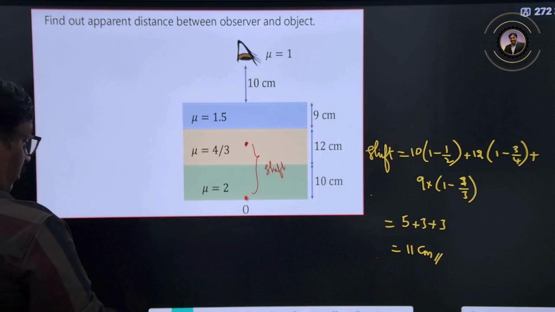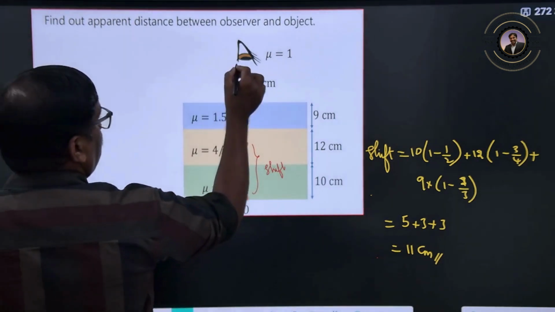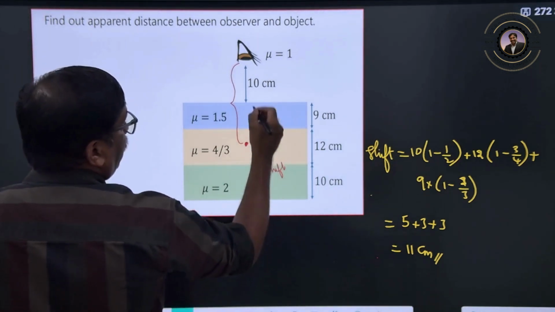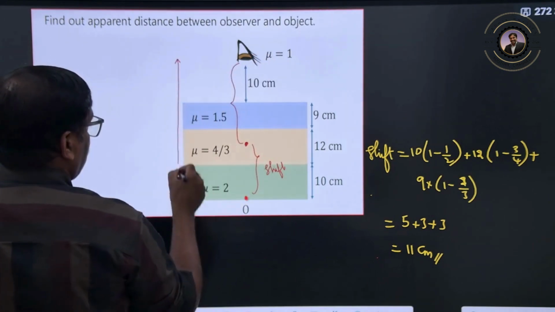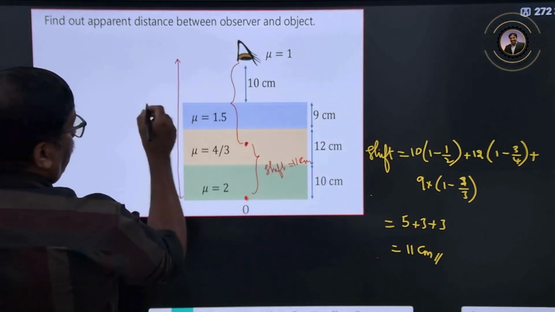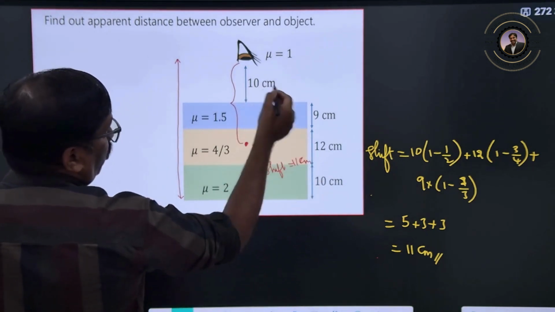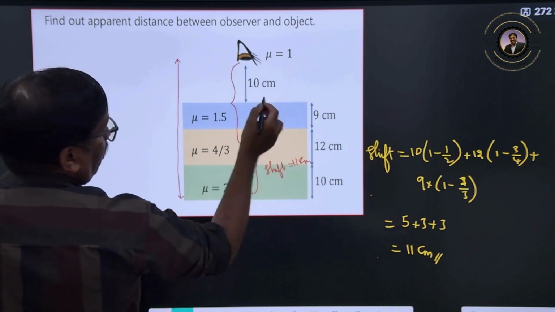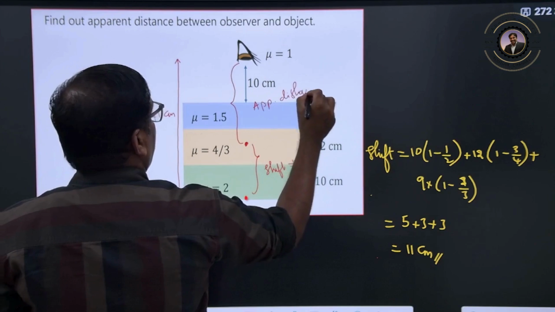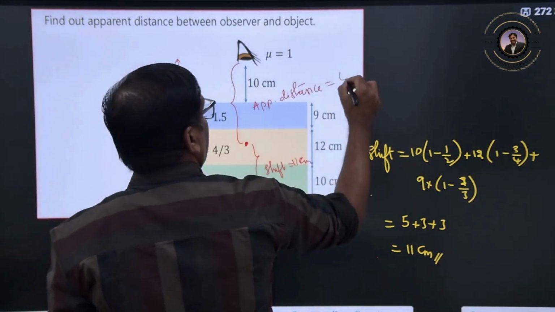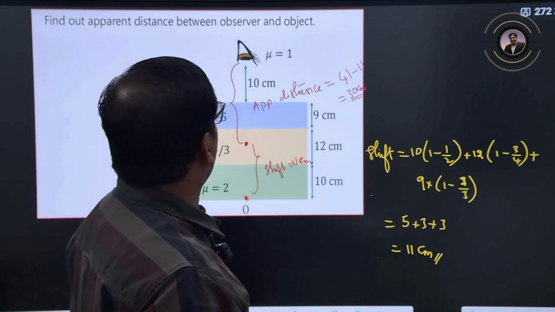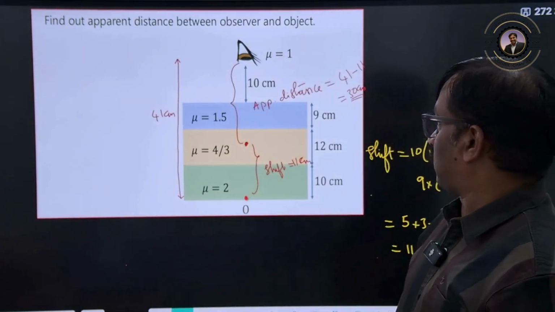We don't want to calculate the shift, we want to calculate the apparent distance. Apparent distance means this distance we have to calculate. It has come to 11 centimeter now, right? From here to here, we know the distance, and I'll add it: 10, 20, 32, 41. 41 centimeter. Therefore, this is your apparent distance. What can you write now? 41 minus 11 is nothing but 30 centimeter. So this will be your apparent distance between the object and your eyes. Clear?